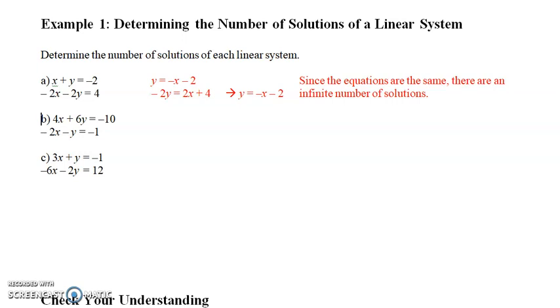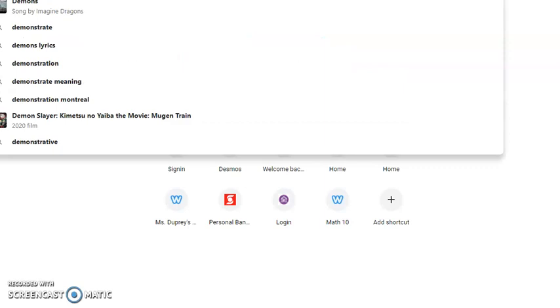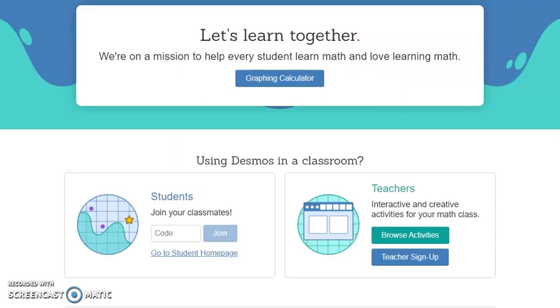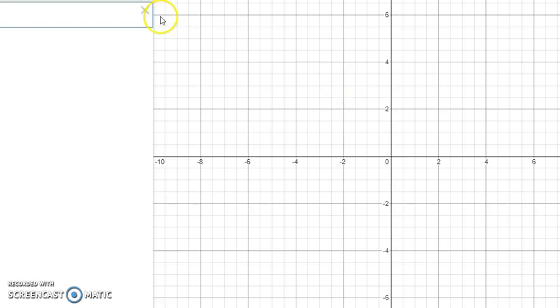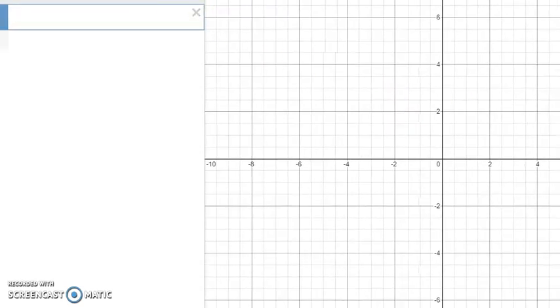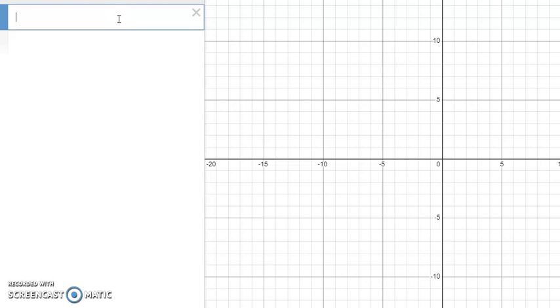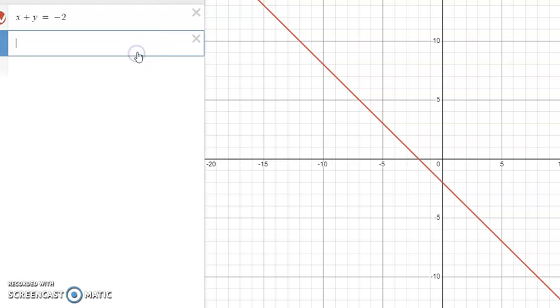Another thing you can do with this is use the Desmos program. So I'm going to bring that up for you. If you use Desmos, it's desmos.com. We can put the two original equations in. The original was x plus y equal to negative 2. And then the second equation was negative 2x minus 2y equal to 4. And you'll notice it turns a different color, right? So it's red, and when I put the second equation in it turns blue because they overlap, all right?